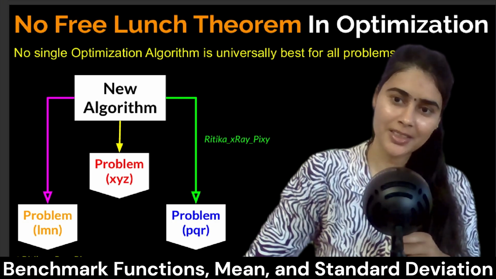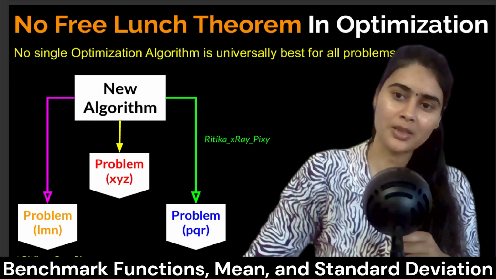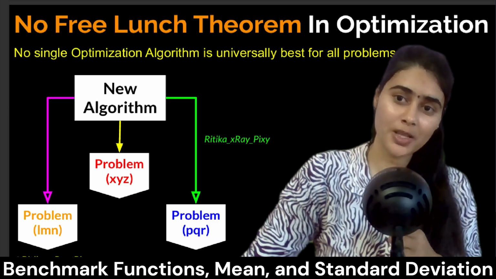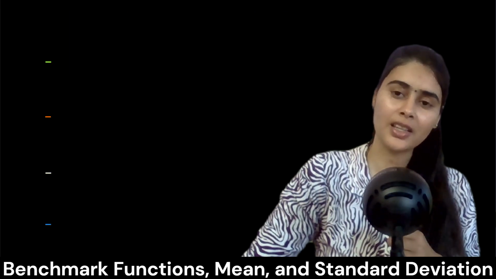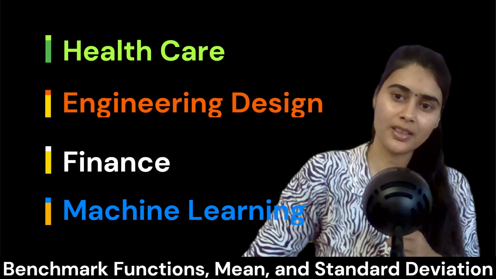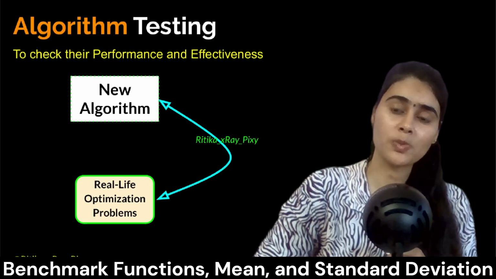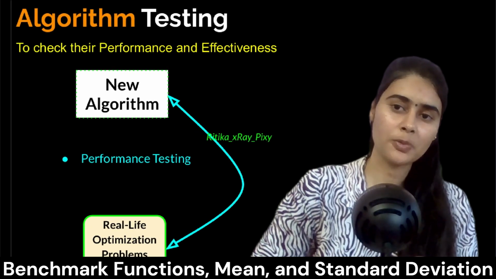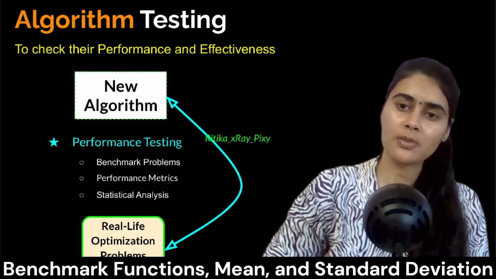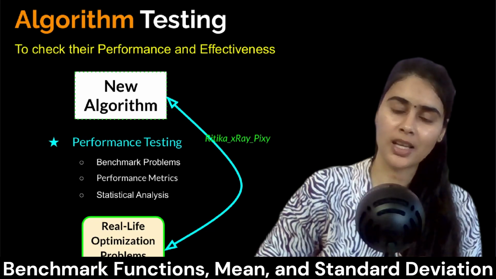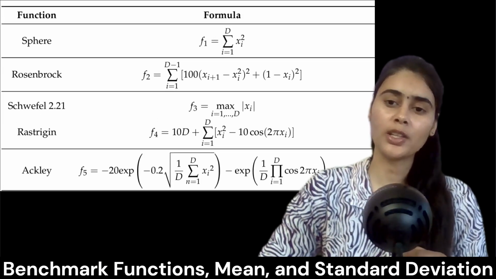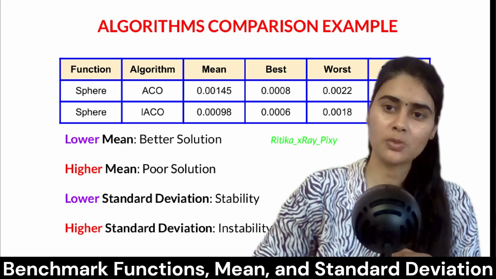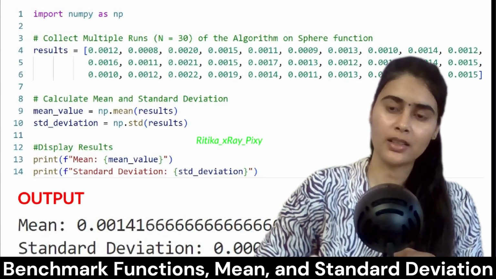That's why every year researchers propose new optimization algorithms, because no single algorithm can work well for all types of problems. New algorithms are created to solve different challenges in areas like machine learning, finance, engineering and more. Now when any new algorithm is proposed, its performance is tested. Before applying new algorithms to real life problems, researchers often use benchmark test functions to check algorithm performance and effectiveness. Here you can see commonly used benchmark test functions for algorithm testing. These functions help test new algorithms to understand how good they are and where they might struggle.